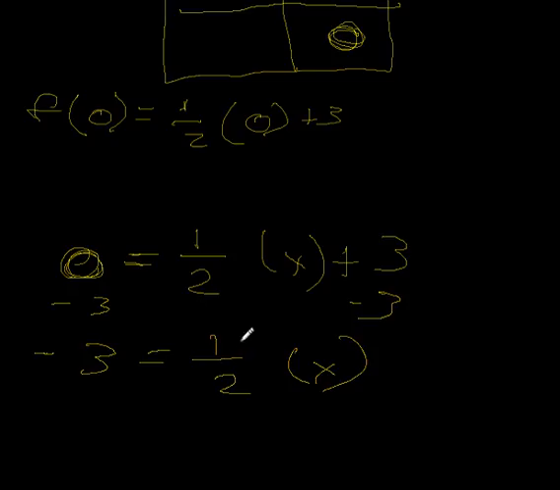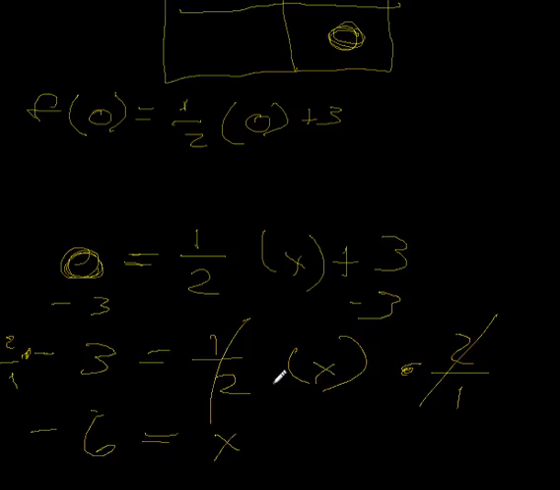So now I got negative 3 equals half of x. How do I get rid of the half here? Multiply it by its reciprocal, which would be 2 over 1. The reciprocal of 1/2 is 2 over 1. That's how you get rid of the fractions. Multiply by the reciprocal, so I multiply both sides by 2 over 1, and 2 times negative 3 is negative 6 equals x, and these canceled out.